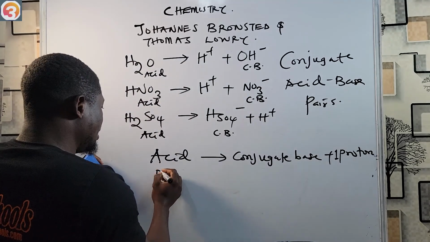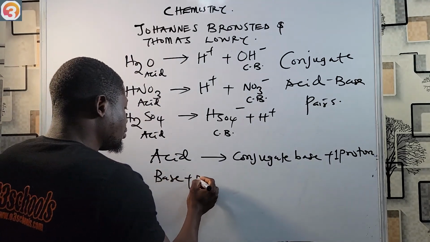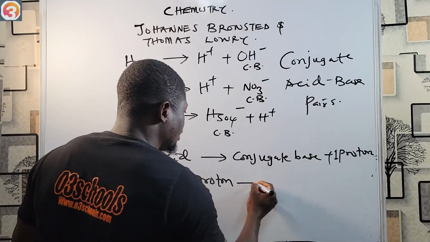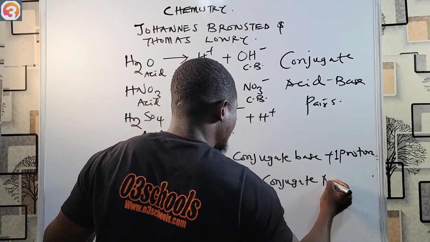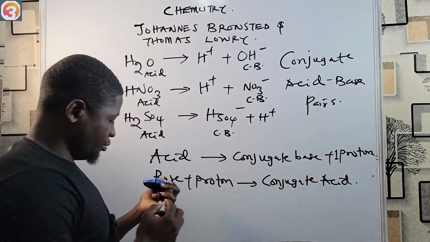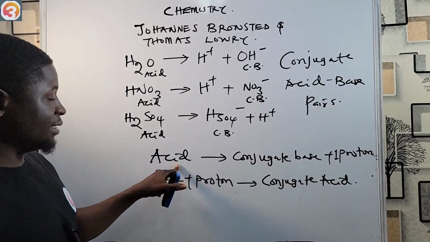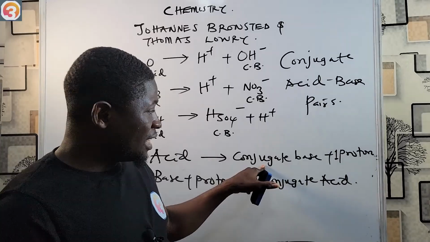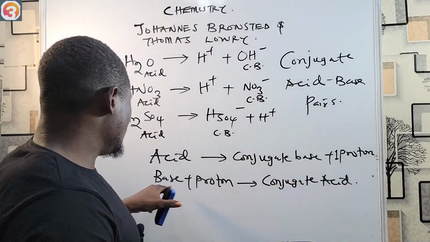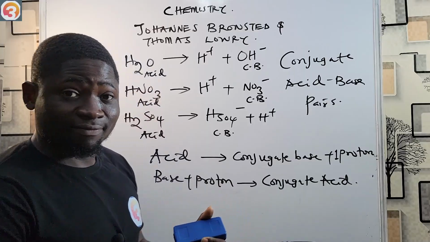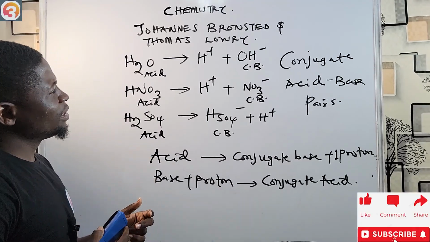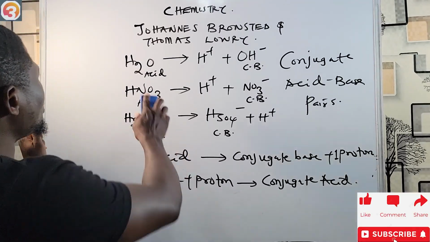You can now say base plus proton gives us the conjugate acid. Very simple. So an acid is conjugate base plus one proton, while base plus proton gives us the conjugate acid. Right. All right. Now let's go ahead.